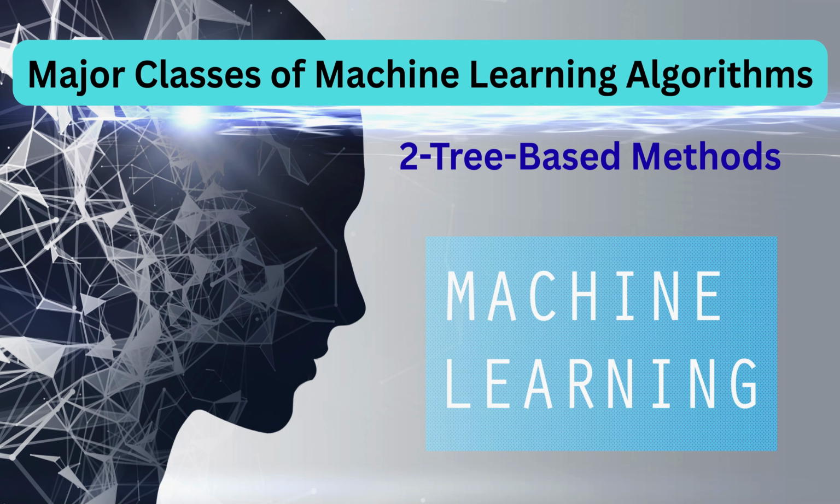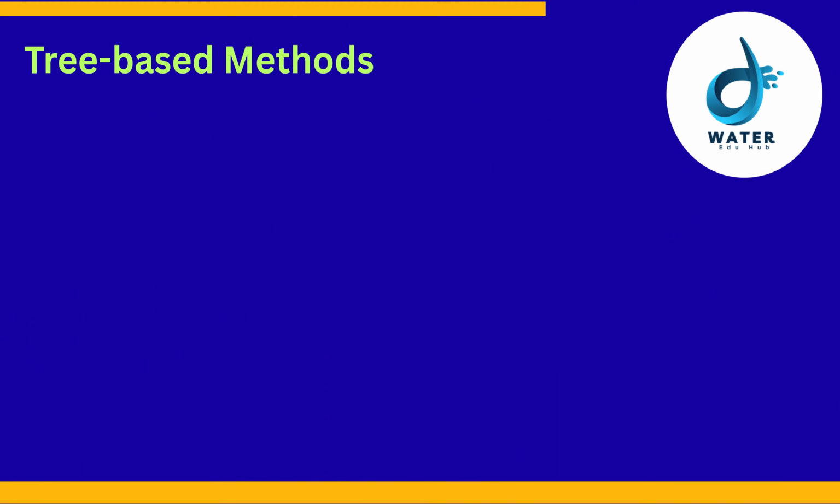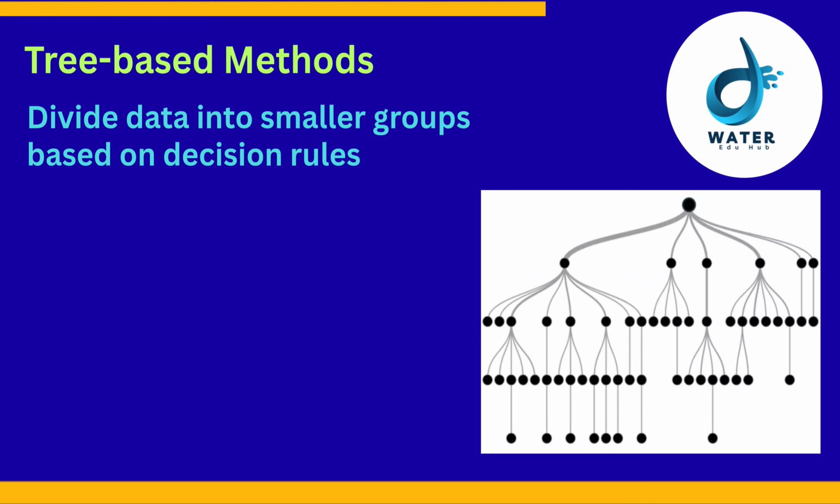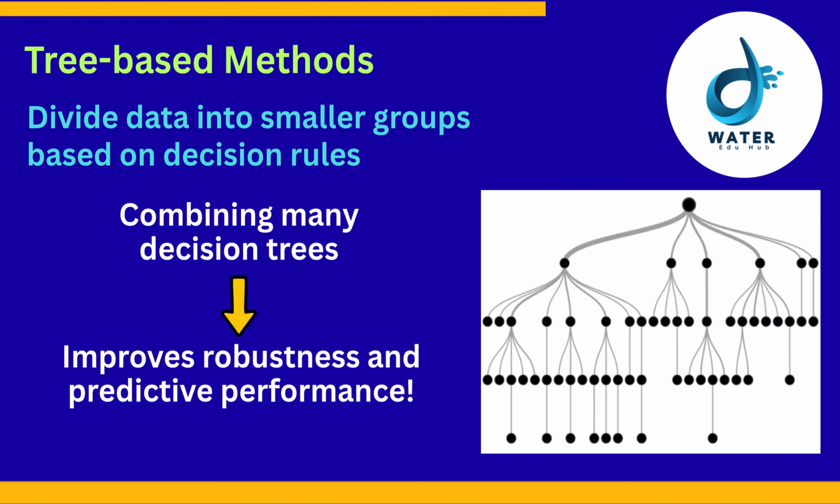The second group are tree-based methods. These algorithms make predictions by repeatedly dividing data into smaller groups based on decision rules. Modern implementations combine many decision trees together to improve robustness and predictive performance.